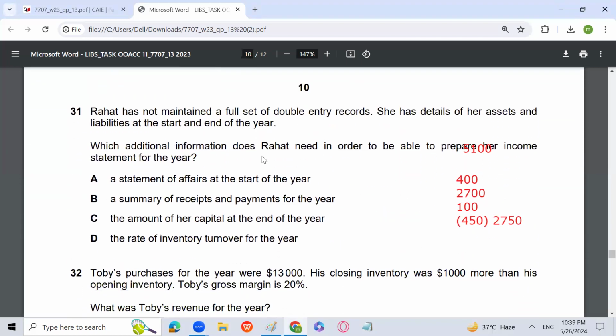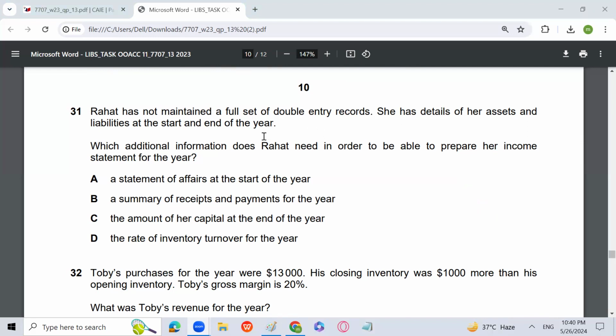Rahat has not maintained a full set of double entry records. She has details of her assets and liabilities at the start and at the end of the year. What additional information does Rahat need in order to be able to prepare her income statement for the year? A summary of receipt and payment account for the year. Why? Because the opening assets and closing assets are already given.